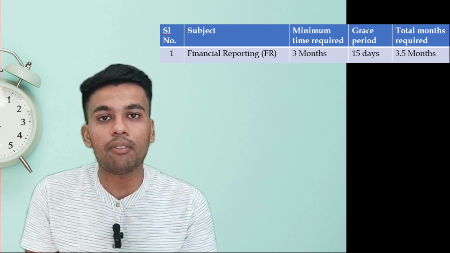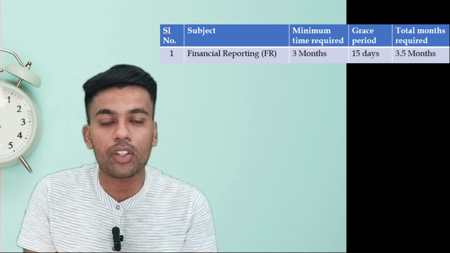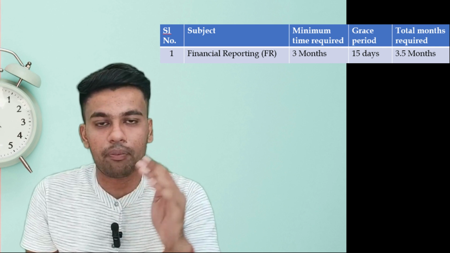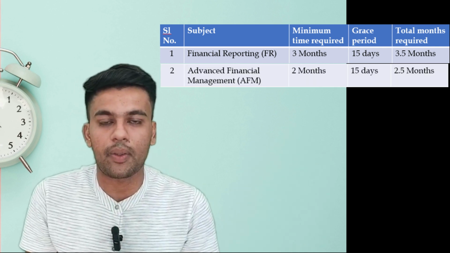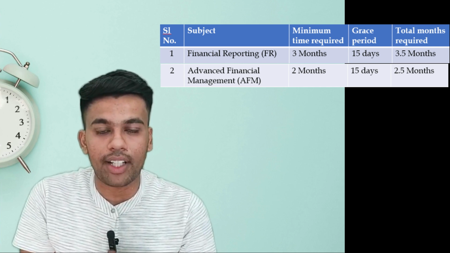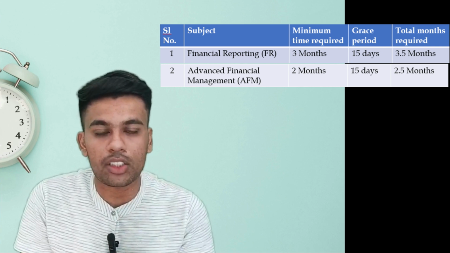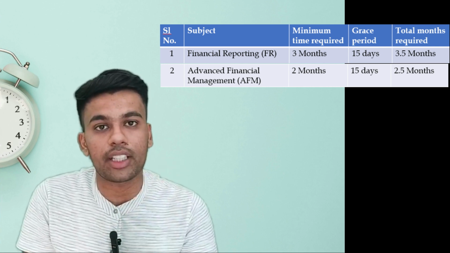So the number of hours required for each of the subjects are as follows. For financial reporting you will need a minimum of 3 months if you are consistent and watching at least one lecture every day. Sometimes there will be situations where you will not be able to complete one lecture every day. So what you can do is put a maximum of 3.5 months for this particular subject to complete the classes. Your second subject is advanced financial management. For AFM you will need a minimum of 2.5 months to finish your classes, if you are consistent and every day you are finishing one class of 3 hours.